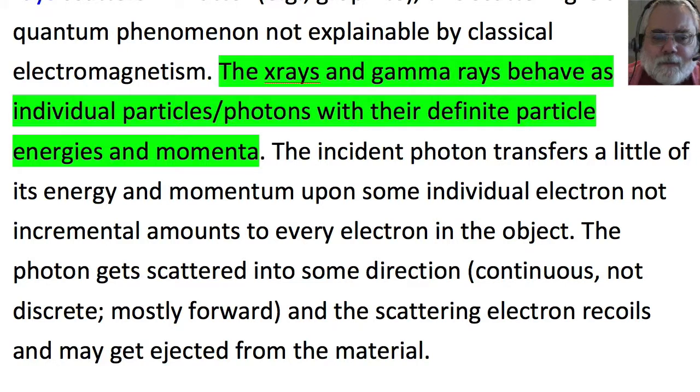The photon gets scattered into some direction, any direction. It can be any direction continuously. It's not definite directions, not discrete directions. Mostly forward, almost all forward. And the scattering electron recoils, and it may get ejected from the material.